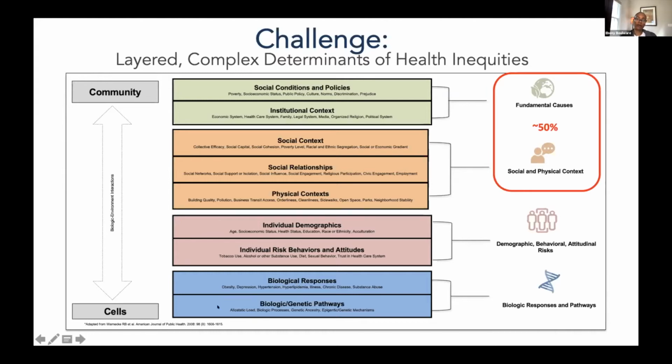But thinking about people's physical context, including from their neighborhood standpoint, including building quality, pollution, business, transit access, cleanliness, their social relationships with the community in terms of how much civic engagement is there within a community, how much investment is there in a community context, things that influence collective efficacy, poverty, and then at the institutional context, the economic system, the legal system, and then social conditions and policies.